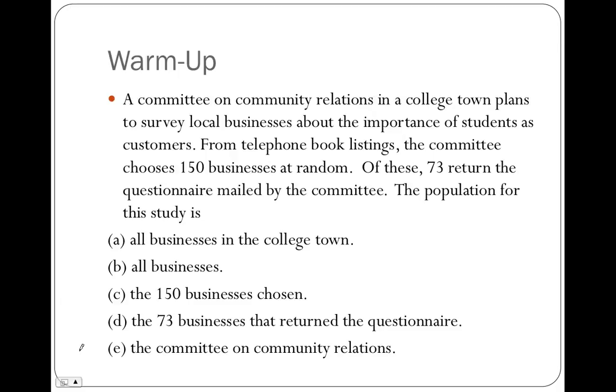Here's another question. A committee on community relations in a college town plans to survey local businesses about the importance of students as customers. From telephone book listings, the committee chooses 150 businesses at random. Of these, 73 return the questionnaire. The population for this study is it all businesses in the college town, all businesses, the 150 businesses that were chosen, the 73 that returned the questionnaire, or the committee on community relations? Please pause the video for 2 to 3 minutes to allow students to answer this question.